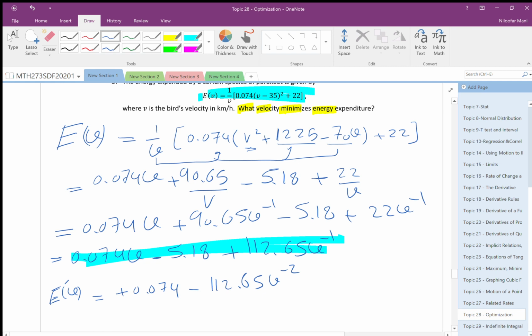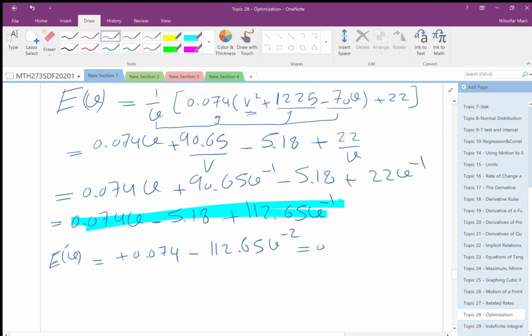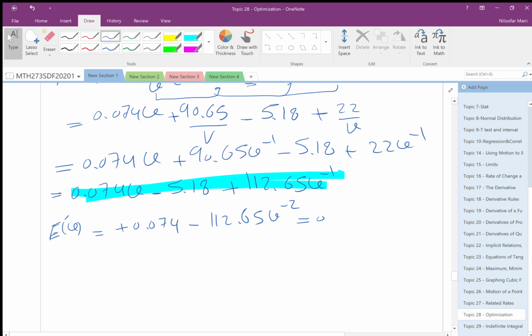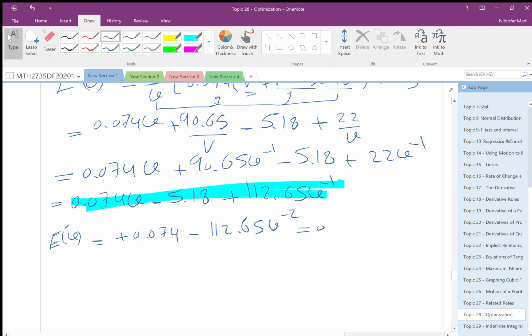Okay, so this is the derivative, and then I set it equal to 0. Then I can find the answer. So it is 112.65 over v squared equals 0.074, so v squared is 112.65 divided by 0.074.